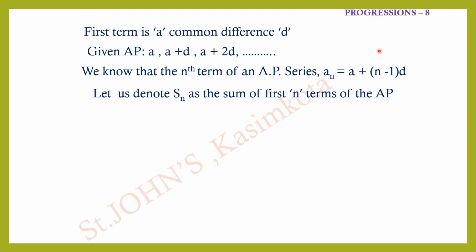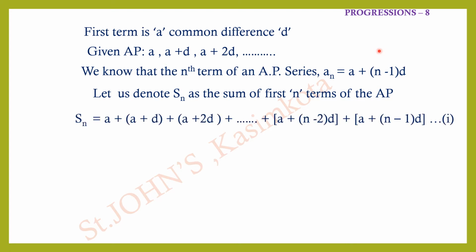This is the first series. Sn represents the sum of the first n numbers. So let us write the series Sn, the sum of n numbers in an arithmetic series. What are the terms in an arithmetic series? First term a plus, second term a plus d plus, third term a plus 2d plus, and so on. The last term is a plus (n minus 1) into d, before it a plus (n minus 2) into d, and before that a plus (n minus 3) into d. The last two are sufficient. This is the sum of the first n terms of the AP.